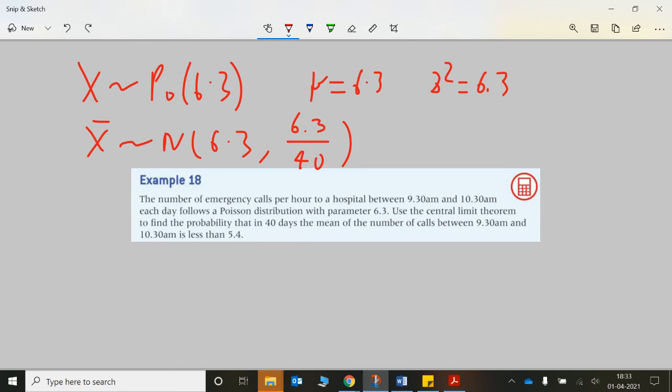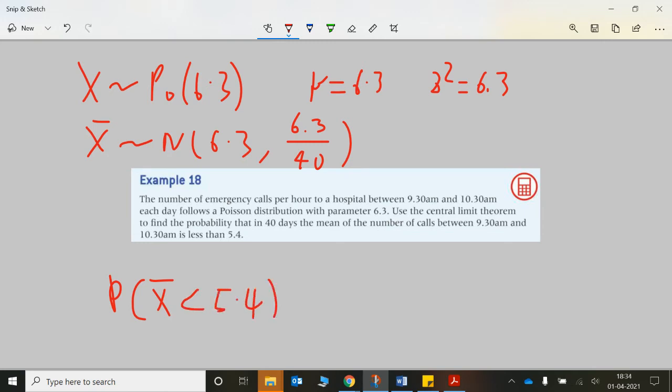Let me just check that I've got the right size here. That we're still dealing with 6.3. Yeah, it's talking from 9:30 to 10:30. Yeah, okay, there's no scaled up version of the Poisson distribution there as well. And we're finding the probability that this is less than 5.4. So we need probability X bar, so this from this distribution is now less than 5.4.